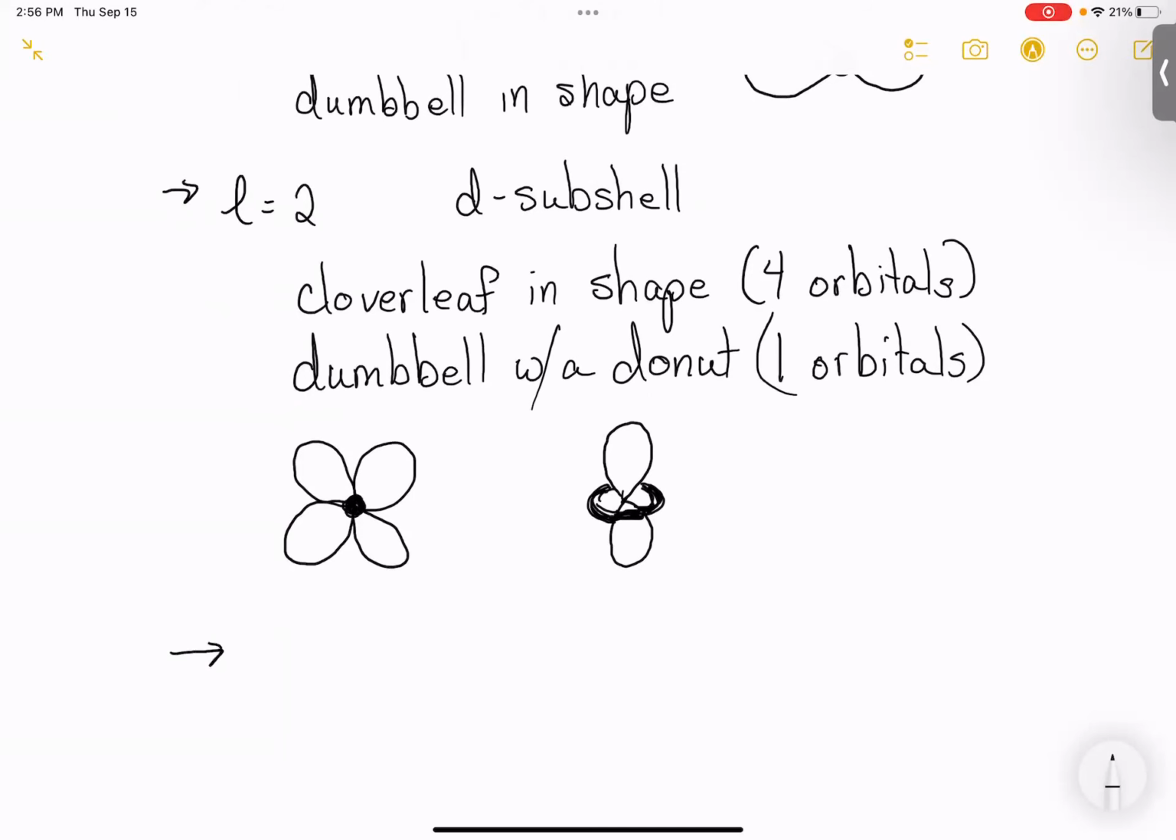The last one, when l is equal to 3, you will have an f subshell. And I can't draw those. I just can't. But I'll show it to you here in a minute. Now, folks, technically you can have an l equal to 4, which would be called the g subshell. You can have an l equal to 5, which is going to be the h subshell, but we don't have any elements as of yet that have an l of 4 or 5. Right now, our elements end with an l of 3.